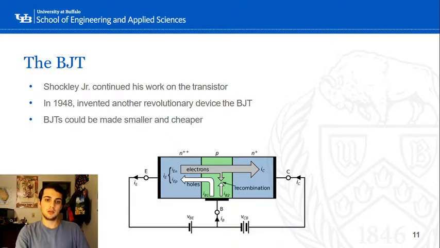And so William Shockley Jr. continued his work on the transistor, and in 1948 invented another revolutionary device, the bipolar junction transistor. This new transistor operated on a completely different principle to his original point contact transistor. BJTs could be made much smaller and much more cheaply than the old transistors, allowing them to be used in consumer goods.